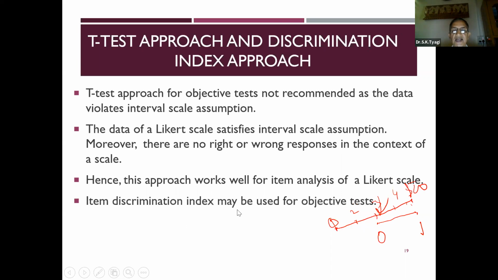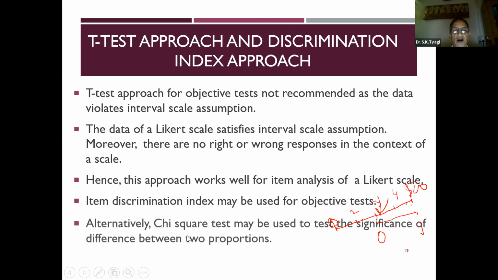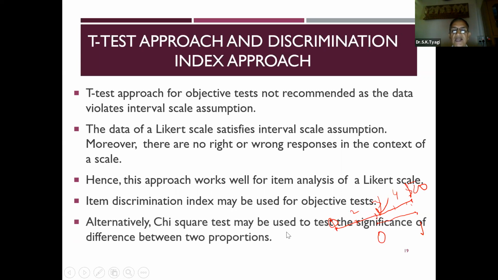Item discrimination index may be used for an objective test as the first approach. Alternatively, the chi-square test may be used to test the significance of difference between two proportions. There is one more approach in the case of an objective type test, because there is a binary response, either 0 or 1. Therefore, we can use the chi-square test. Now I will demonstrate this approach.